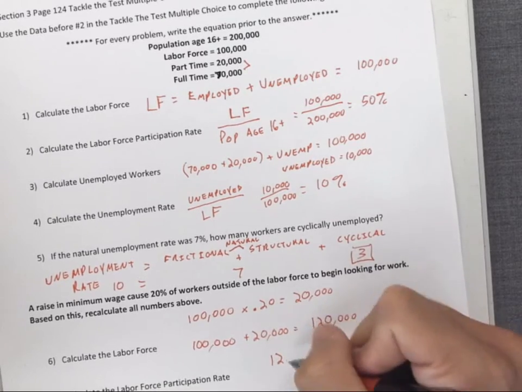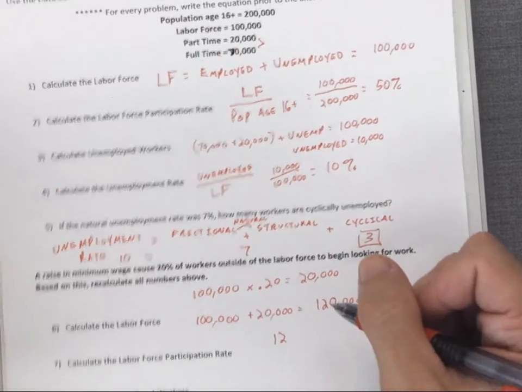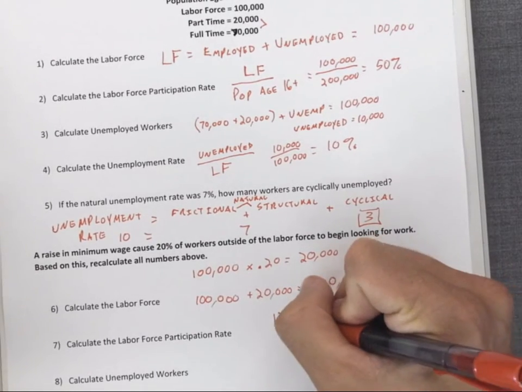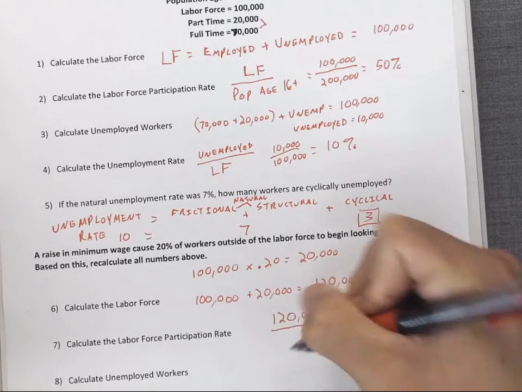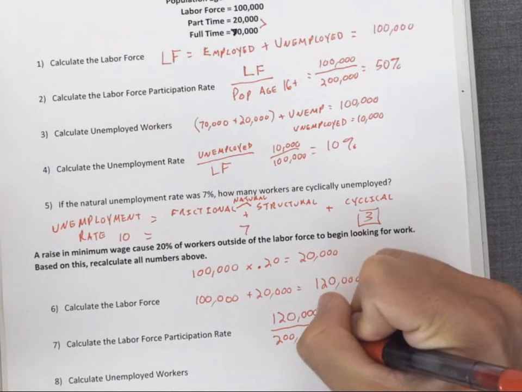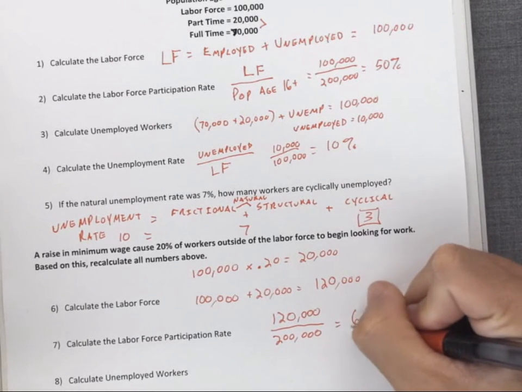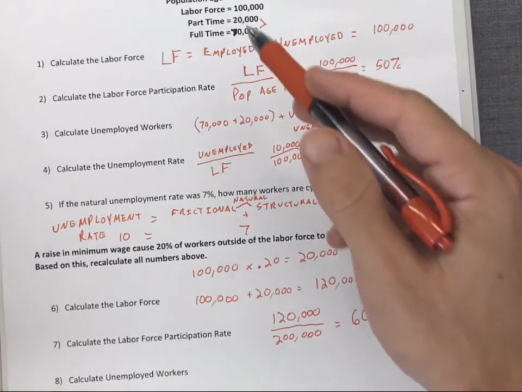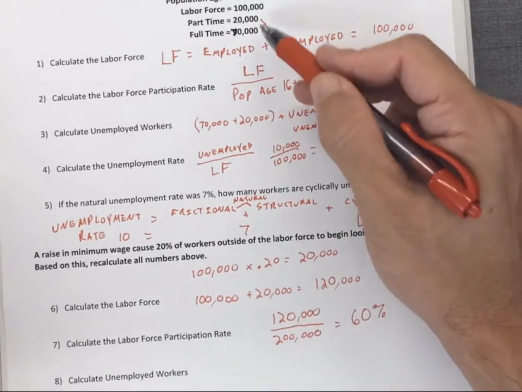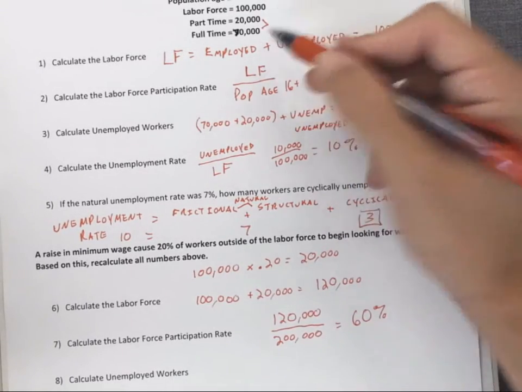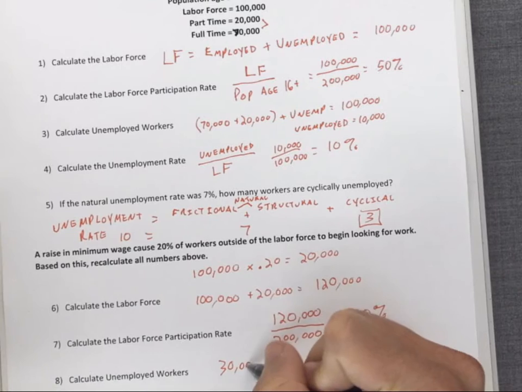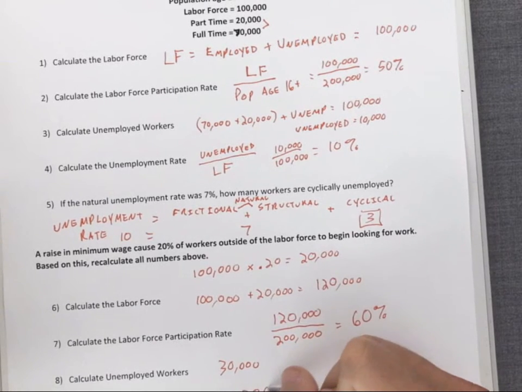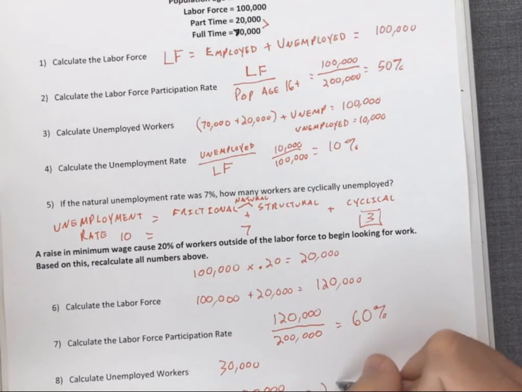And guys, please feel free to pause this at any time to do the work ahead of me. So the labor force participation rate is now 120 over 200, which is still our population. These people didn't just get invented, which gives us 0.6 or 60%. Unemployed workers was 10, so our labor force is 120. Of that 120, we still only had 90 working, so 120 minus 90, we have 30,000 unemployed workers. Now the labor force ballooned up to 120. We now have an unemployment rate of 25%.